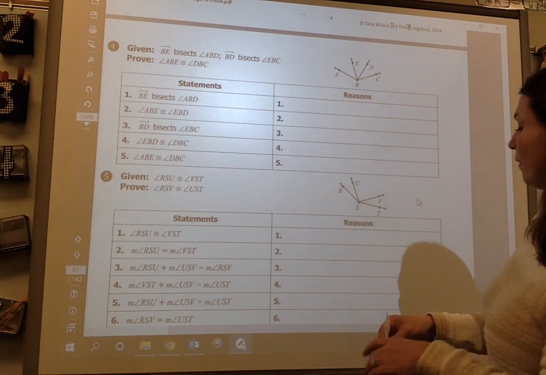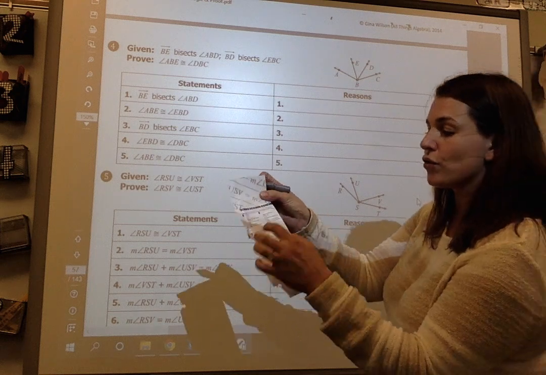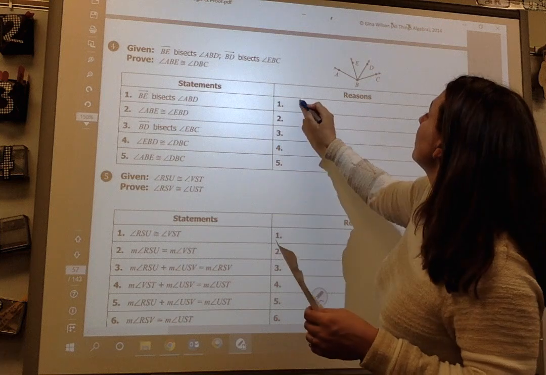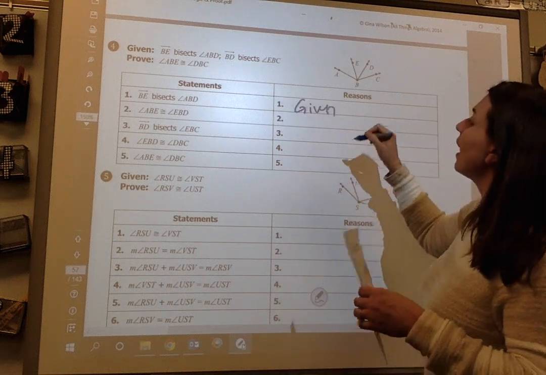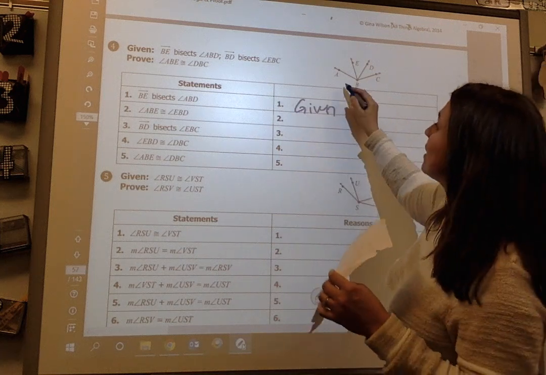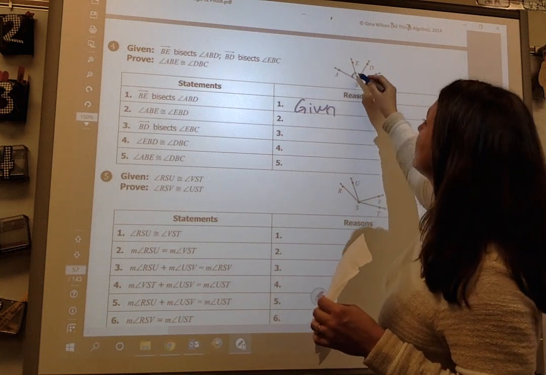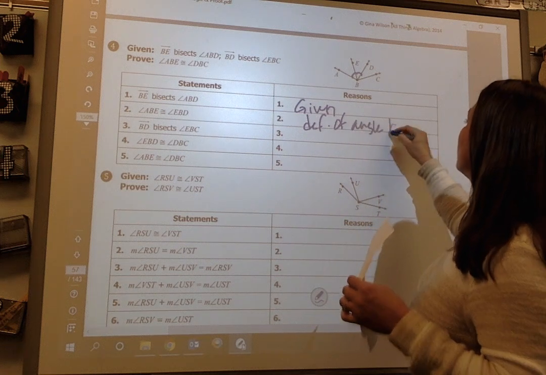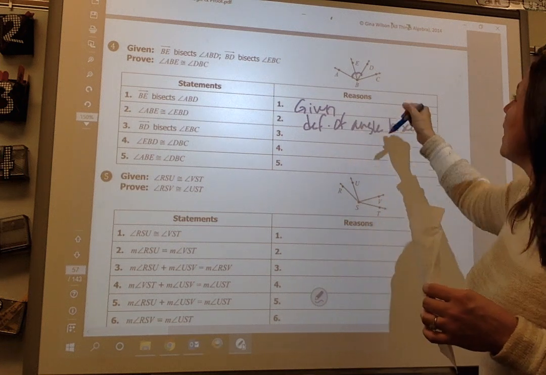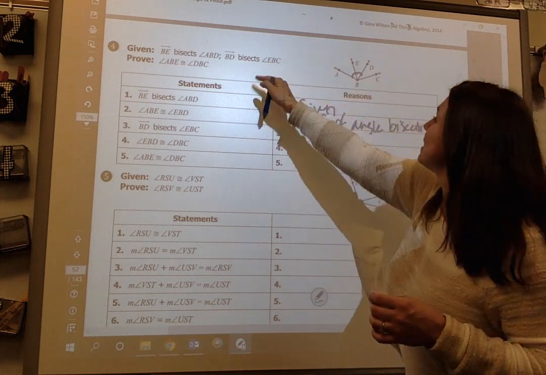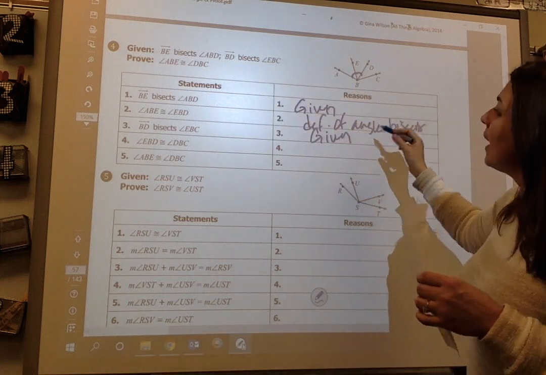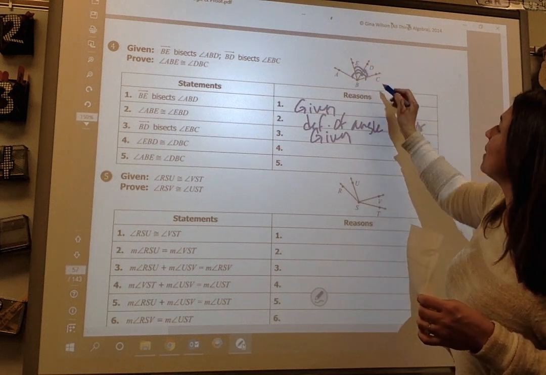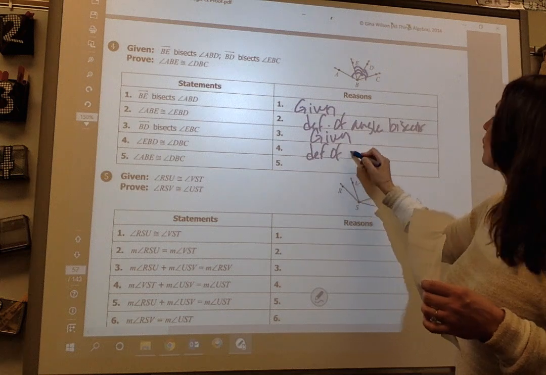All right, now if we look at number 4, and again, you can use your cheat sheet with you, right? Number 1 is given. BE bisects angle ABD, and now I can say that ABE is congruent to EBD, and that's just definition of angle bisector. And now BD bisects EBC, that's given statement. And now I'm saying that EBD is congruent to DBC, that's definition of angle bisector.